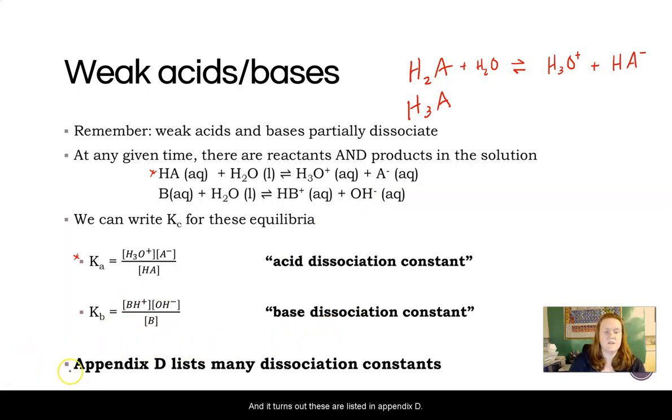And it turns out these are listed in Appendix D. So if you go to your textbook and you look at Appendix D, you're going to see that the values listed there are really small. For example, for acetic acid, it's 1.8 times 10 to the negative 5. That's tiny, right? So that tells us that almost always weak acids and bases exist as the parent acid or base, and not so much as the ions. Okay, that's why they're weak.